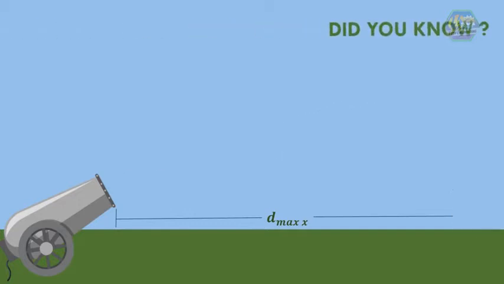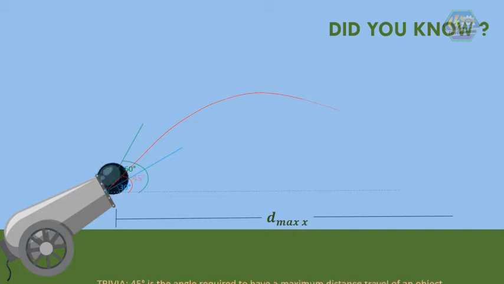Before we end, let me leave you with this trivia. Did you know that in projectile motion, to have a maximum distance traveled by an object, it should be fired at a 45-degree angle?